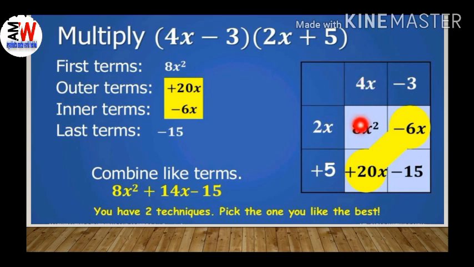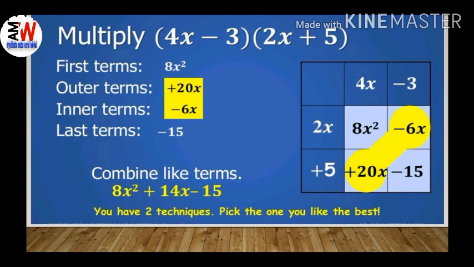2 4s are 8x square, 2 into minus 3 is minus 6x, that is the inner term. In the same way with plus 5: 5 4s are plus 20x, that is the outer term. 5 minus 3s are minus 15. Do you all understand? So, put the unlike terms as they are.